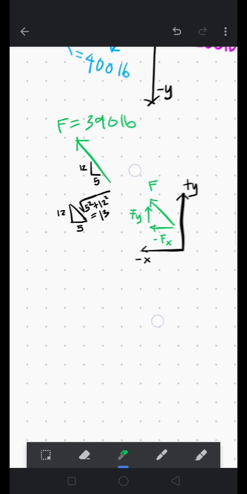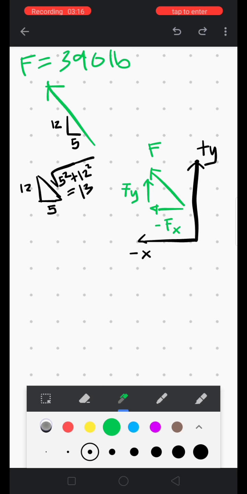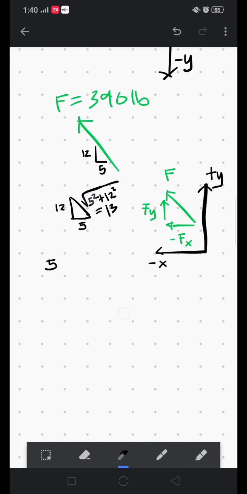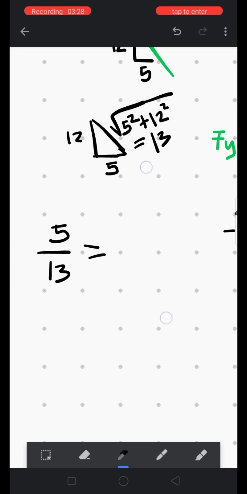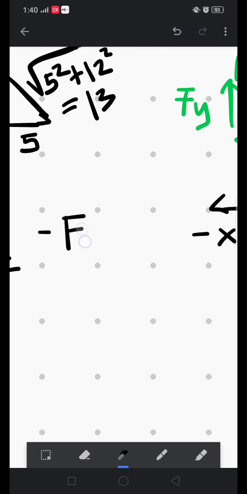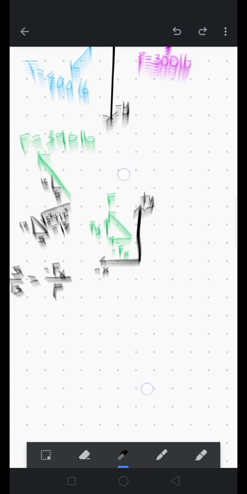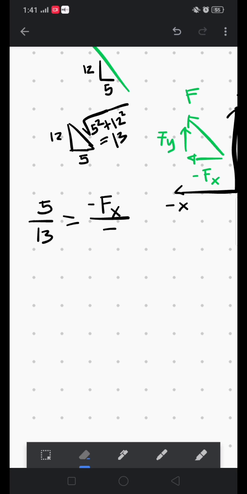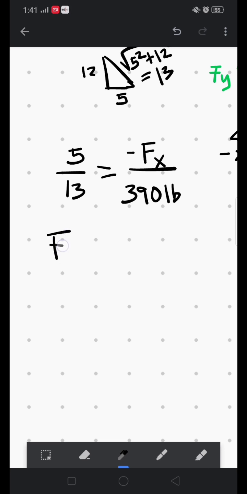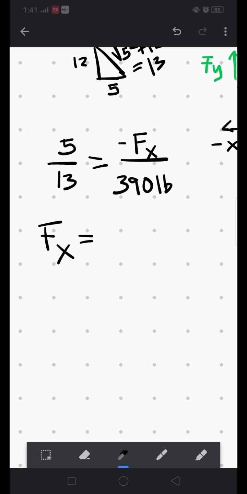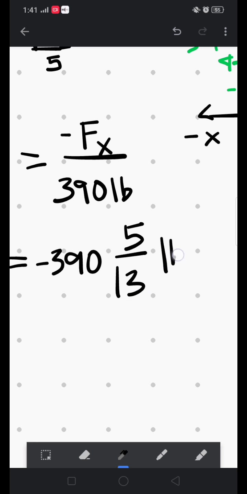So to solve for the components x and y, we just equate the similar sides of these similar triangles. So we will have 5 is to 13, negative, is equal to negative Fx over F, and we know that the value of this F is 390. So we just change this F to 390 pounds. And so if we solve for the value of Fx, we will get negative 390 times 5 over 13 pounds.